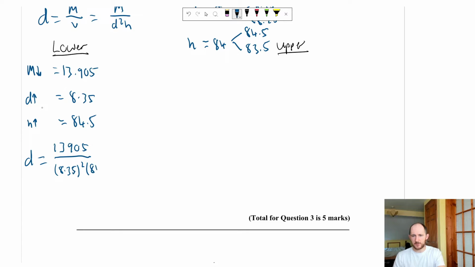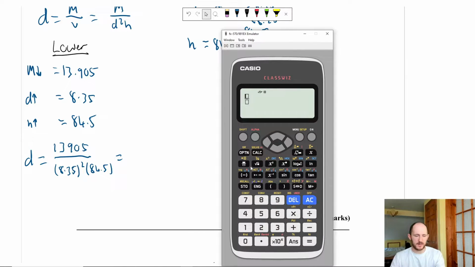H is 84.5. Shove it all on a calculator. Again, they wouldn't really ask you to do this without a calculator because it kind of defeats the purpose. You'd have to round, which means you would have to undo the hard work. And it's just a bit tedious, so they don't normally ask you to do that.